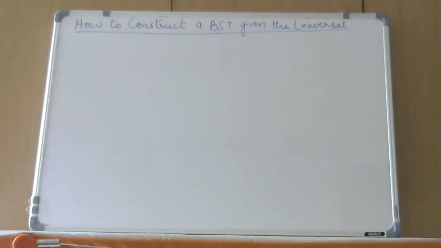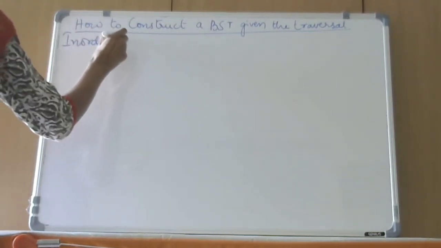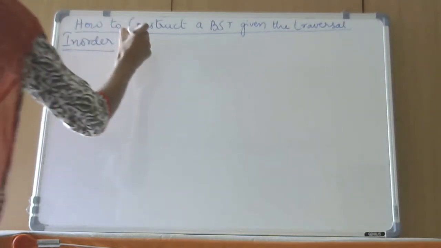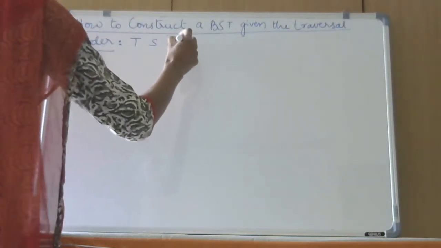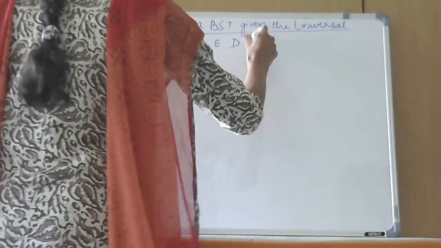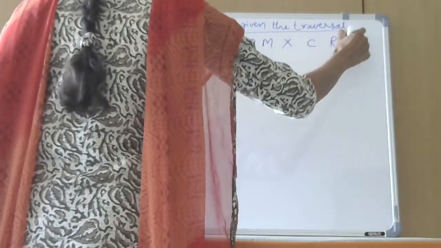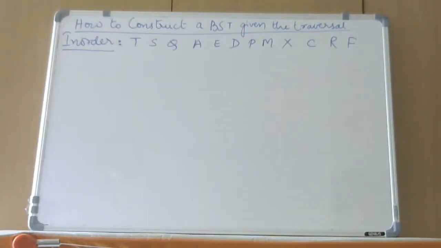So now let us see, given the traversal, that means you will be given the in-order, pre-order or the post-order traversal, and then from the traversal how we can construct the tree. Okay, so let us take an example. Let us say the in-order traversal is given to us. Okay, so this is the in-order traversal.